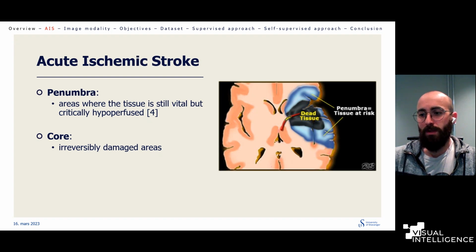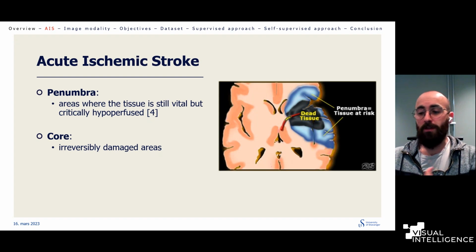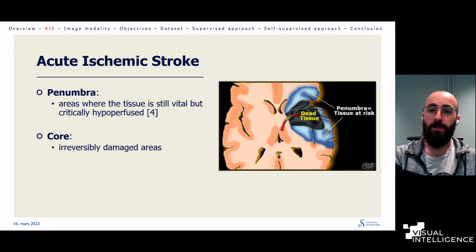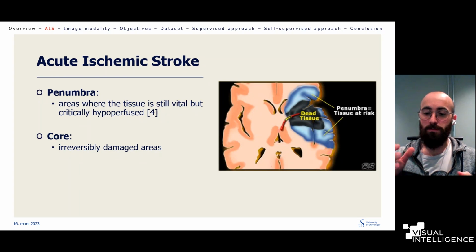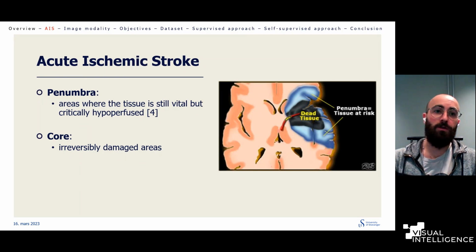Medical doctors try to assess these two areas because they want to know quickly how damaged the brain tissue is and how much of this tissue can still be salvaged. So they want to understand these two areas as fast as possible.